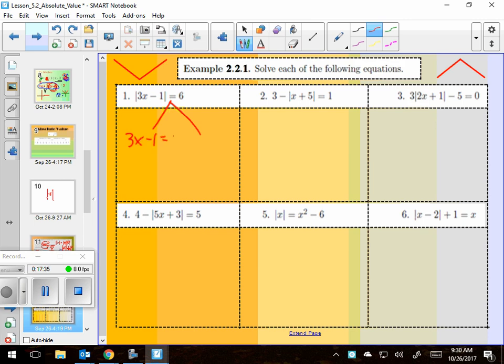3x minus 1 equals 6, and 3x minus 1 equals what? Negative 6. It's right off that property that we just said a second ago. And if you didn't ever get this one on the top 20, there's probably one or two people where this is the moment they finally get absolute values. Cool. Get them down now.